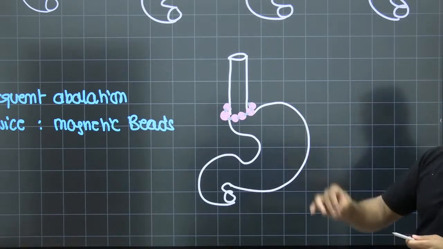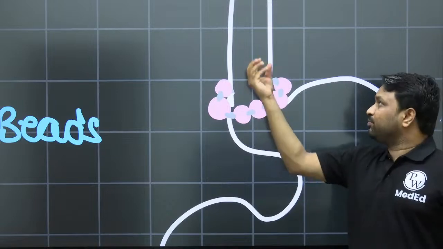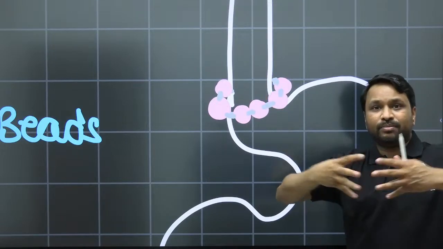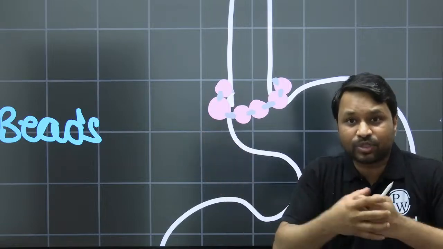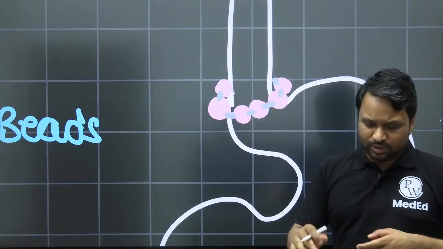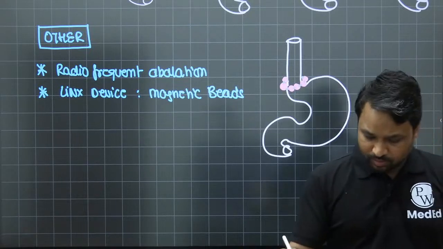So this is the magnetic bead which is going to be present here, and this is going to compress the esophagus. Every time the food comes in, because of the pressure, the magnet expands, the food goes again. Because of that attractive force, it compresses it. So it's an external compression which is going to be put across. This is what we call a Lynx device, or also called a magnetic beads device.